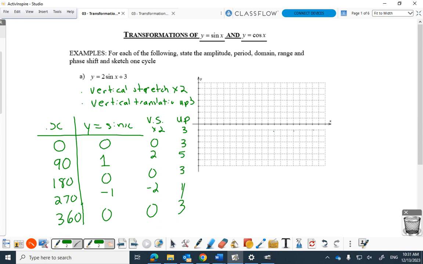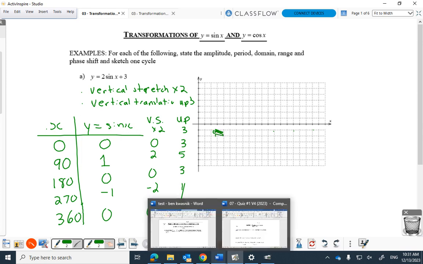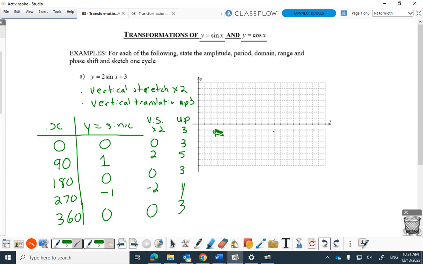Okay, so I'm going to go like this. I'm going to go 90, and then 3 more squares, 180. 3 more squares, 270. 3 more squares, 360. That's what I'm going to choose to do, okay? I could have made other choices.